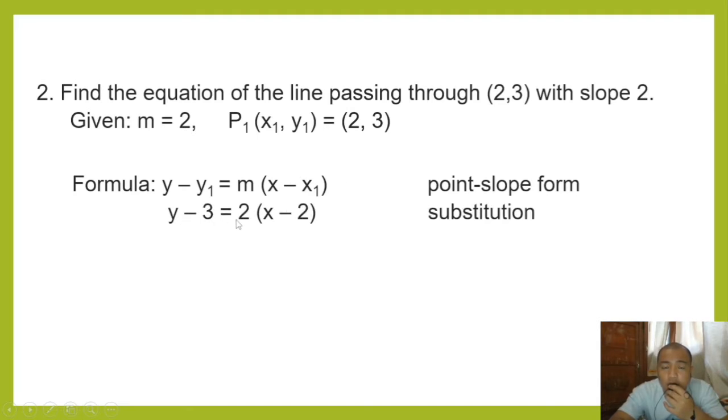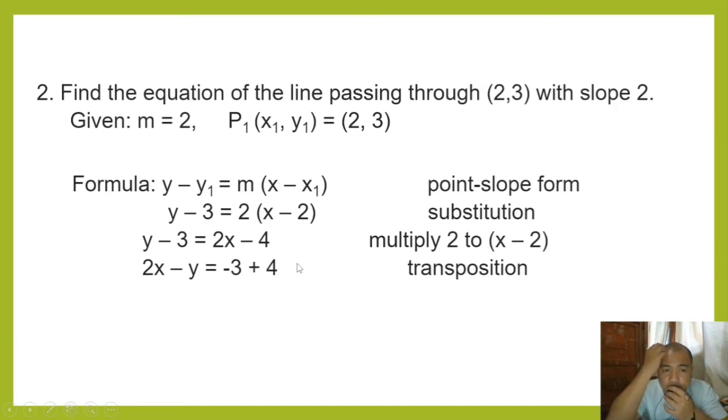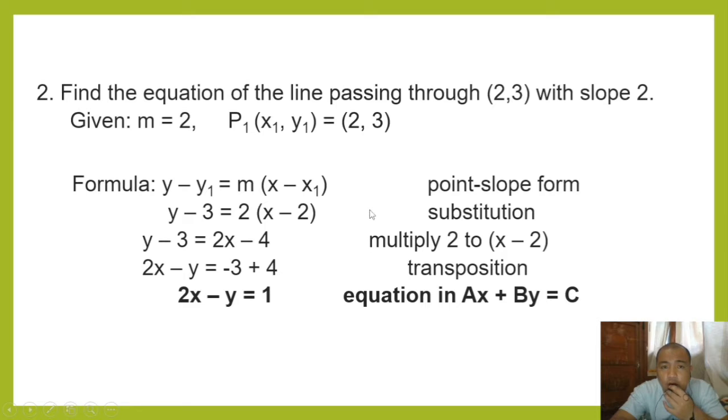Substitution, we have y minus 3 equals 2 times quantity x minus 2. Then y minus 3, distributive property of multiplication, 2 times x, 2x, minus 2 times 2 is 4, 2x minus 4. Then what's next? Transposition, 2x minus y equals negative 3 plus 4. Okay? Transpose the y, 2x minus y. Then transpose the negative 4, negative 3 plus 4. Then what is negative 3 plus 4? It's equal to 1. Therefore, the equation of a line which passes through (2, 3) and with slope 2 is 2x minus y equals 1, which is an equation of the line in the form ax plus by equals c.